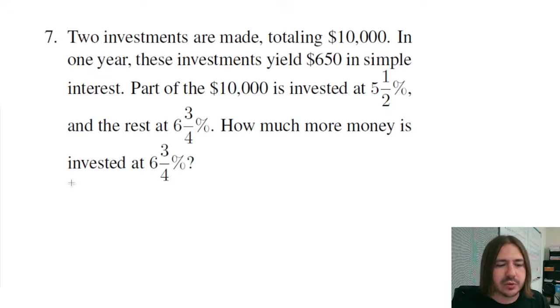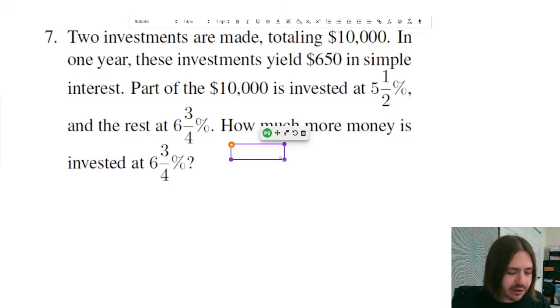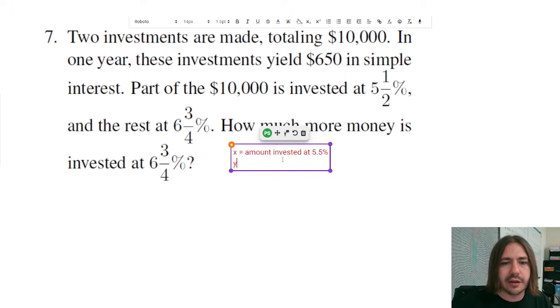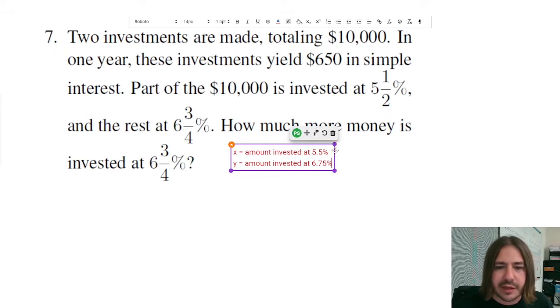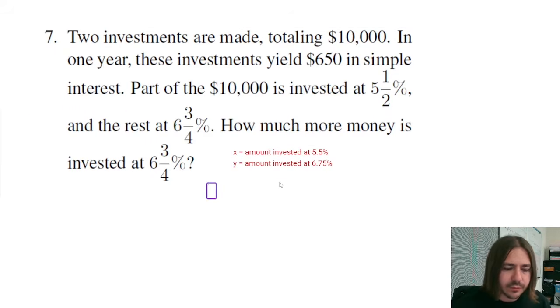So what we need to do is set up 2 equations. First, let's define our variables. I'll let x be the amount invested at 5.5%, and I'll let y be the amount invested at 6.75%. Okay, that looks good. So now let's set up our equations. We've got first the fact that there's a total of $10,000 being invested.